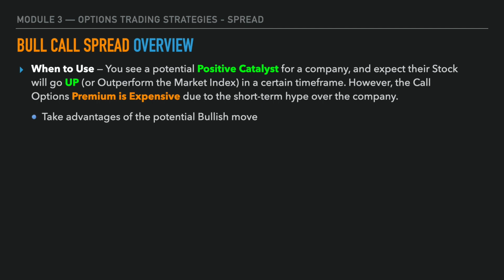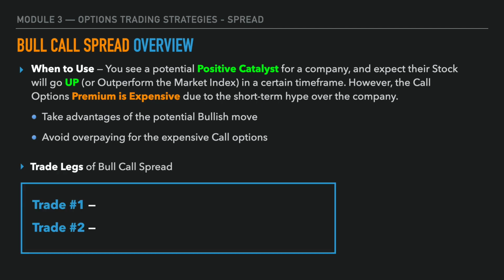Basically, it's similar to buying a call option. You're trying to take advantage of the potential bullish move on a certain stock, but at the same time, you want to avoid overpaying for the expensive call options. So a bull call spread will work much better than just simply buying overpriced call options in such a situation. There are 2 trade legs in a bull call spread trade setup.